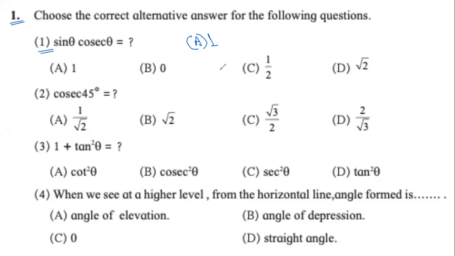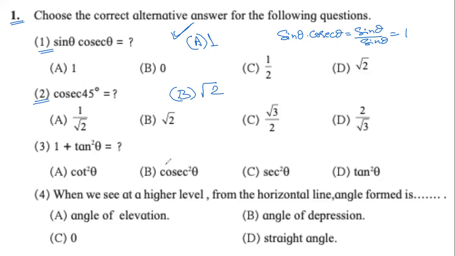Now, if you are really keen to write why it has happened, you will write sine theta into cosec theta equals sine theta by sine theta equals 1. But this is not required. This is enough. This is so simple that we don't need to write anything. We can just write A1. Similarly, question number 1, part 2, cosec 45 degree, we can directly write B root 2. This is such a fundamental question. We don't need to write why it has become root 2.